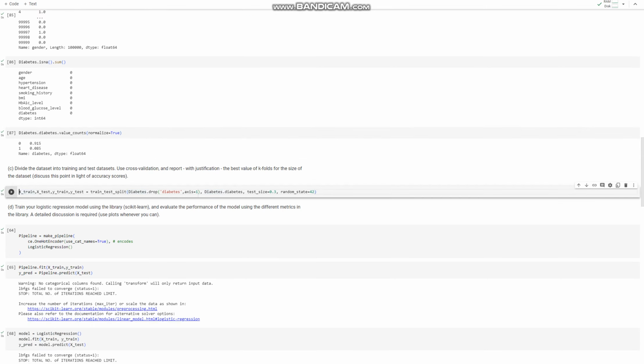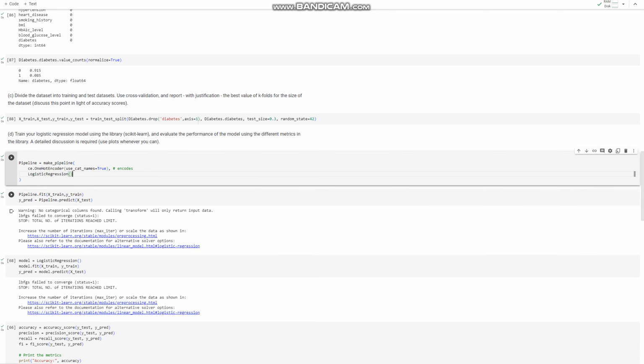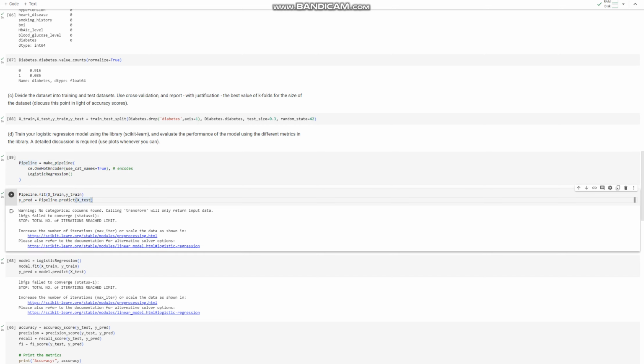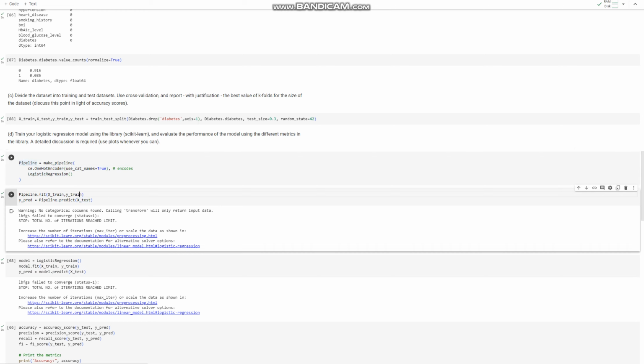For C, here I've divided the data frame. I'm using a 70-30 split. Here as well, I was having issues earlier because I was missing a couple of things, so I decided to use an encoder to replace any string values I missed. Here I'm using a pipeline as well, which has made my code much cleaner.